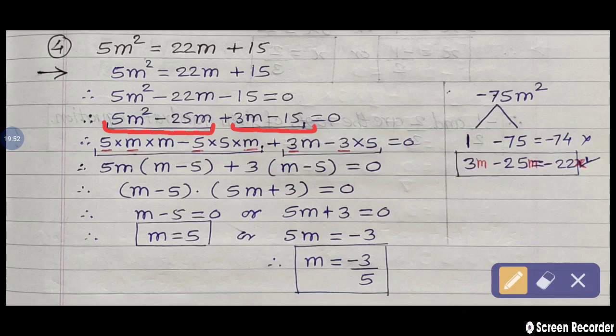So what is common here? Check in this step after splitting the terms. 5m is common. 5 is common. m is also common. So 5m we write as a common factor. What is remaining in bracket? Check. Single m is present and minus 5 is there. So m minus 5 is a second prime factor.